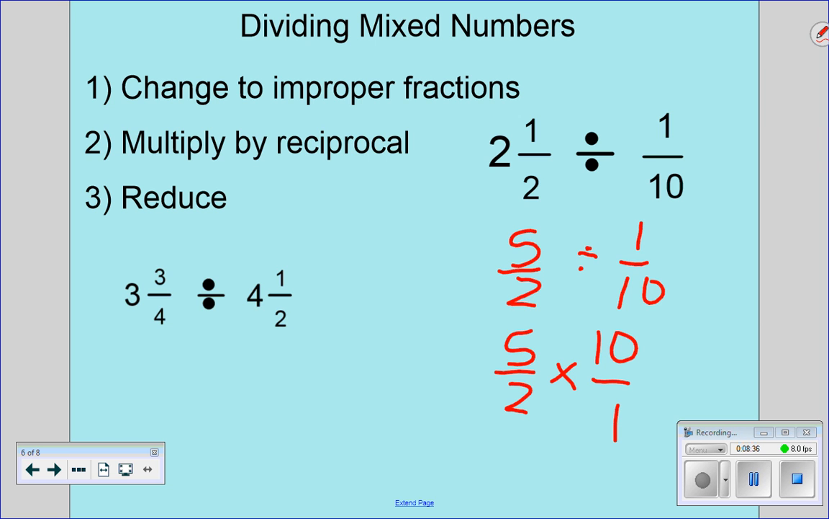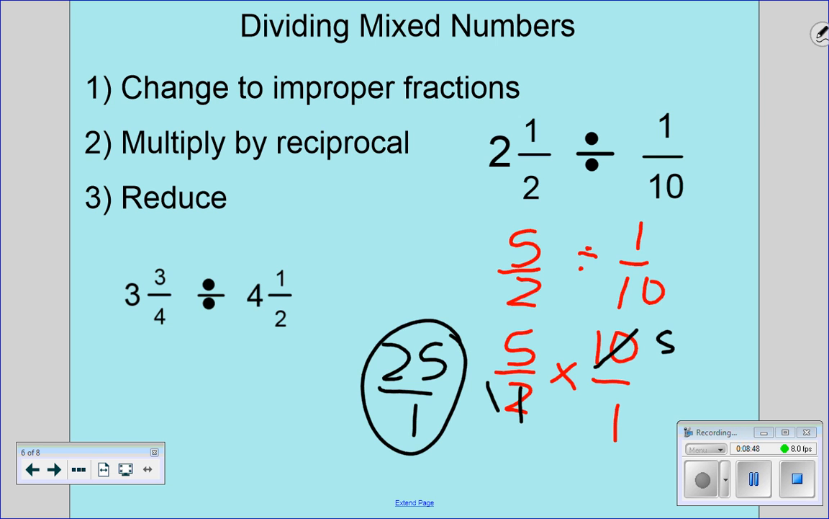Make sure you change to an improper fraction, and then flip, and then you can multiply across. This one, you can actually reduce before you do it. Goes in once, goes in 5 times. This would just be 25 over 1 after you multiply across.